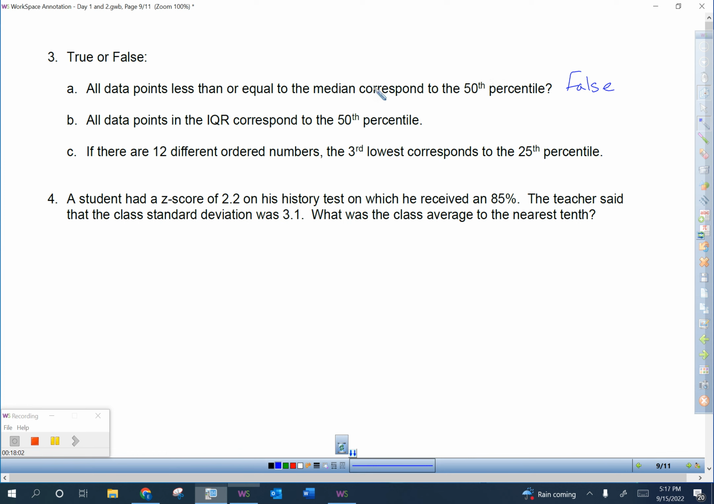Next one, all data points in the IQR correspond to the 50th percentile. That is also false. Now, on this next one, if there are 12 different ordered numbers, the third lowest corresponds to the 25th percentile. For this one, we take 25th percentile, 0.25, times 12. A quarter of 12 is 3. So the third lowest would correspond to the 25th percentile. This one's true.